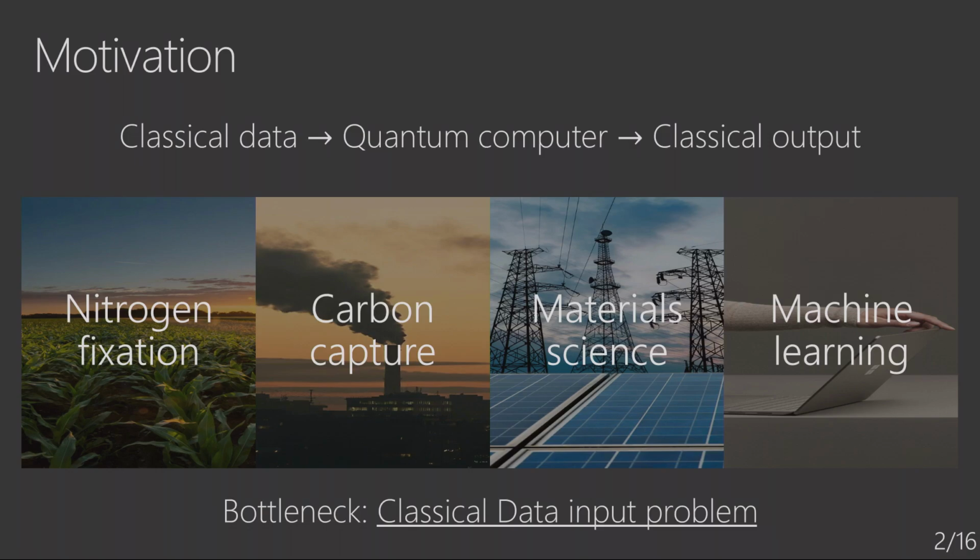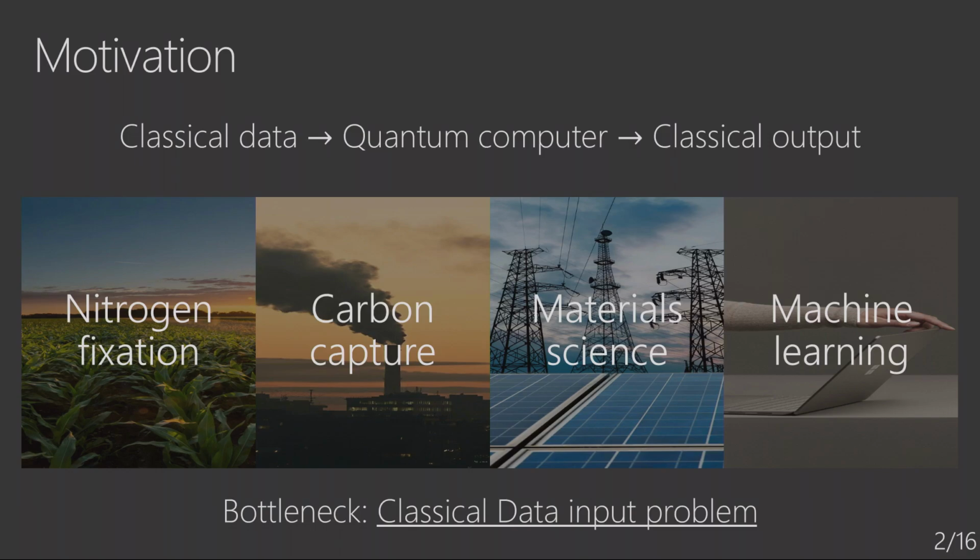So more broadly, we want to solve what is called in the field the data input problem. A lot of quantum algorithms that we find interesting have this structure. We have some classical data, maybe it describes your chemistry molecule, maybe in nitrogen or carbon capture or material science, or maybe this classical data is your training vectors in machine learning. In this common setting, we want to feed this classical data into a quantum computer, do some kind of processing, and then get an output of a computation that solves our problem.